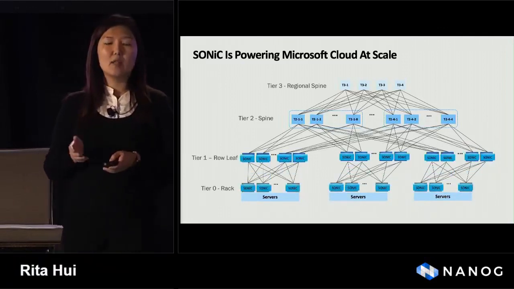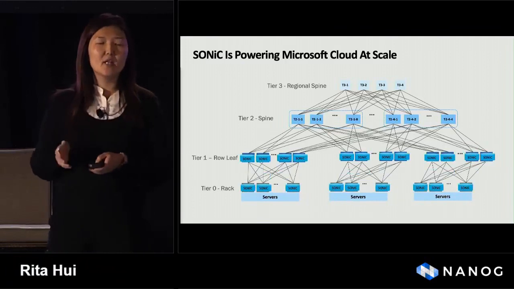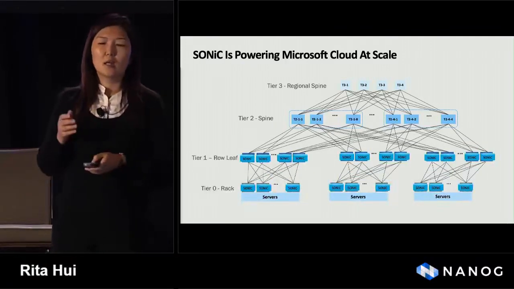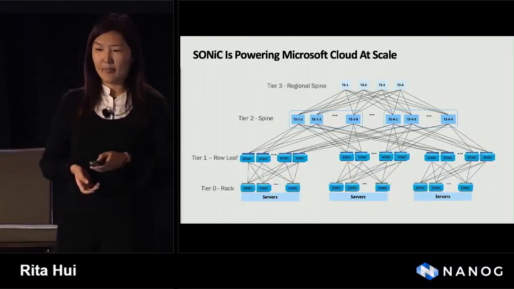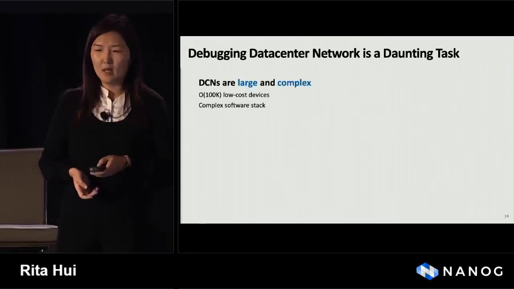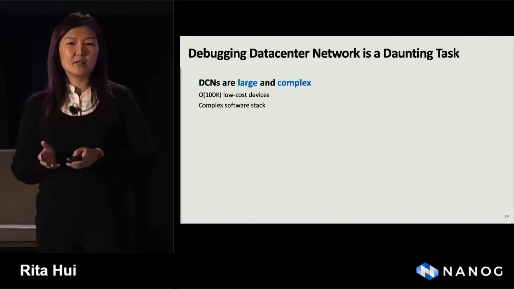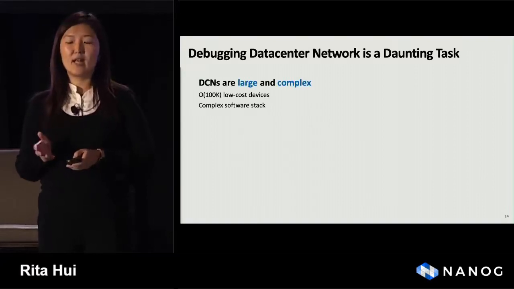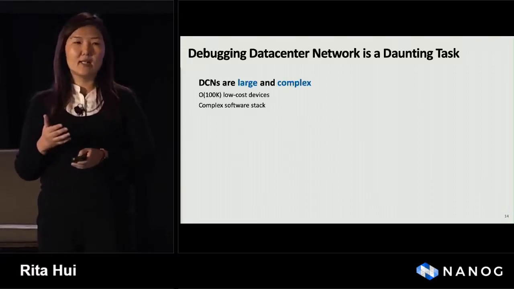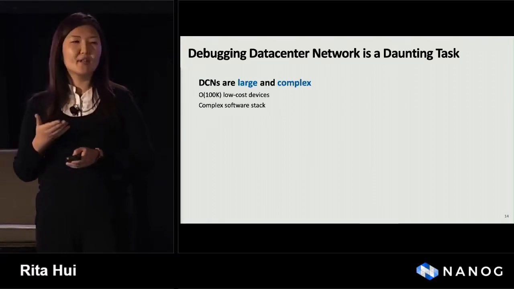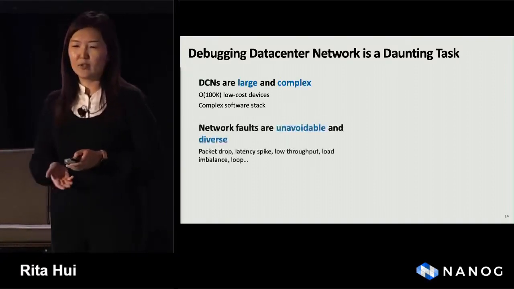SONiC is deployed in tier 0 and tier 1 switches in the network. So the network is large, and debugging a data center network is a daunting task. And I'll share an excerpt of a previous presentation from Microsoft as well.